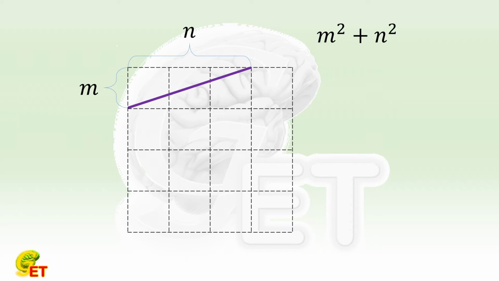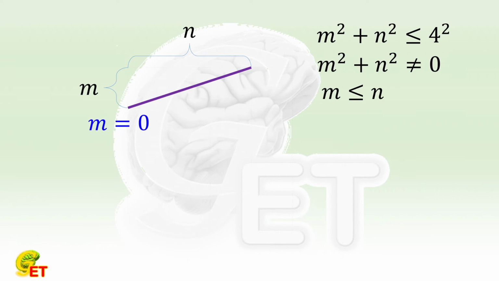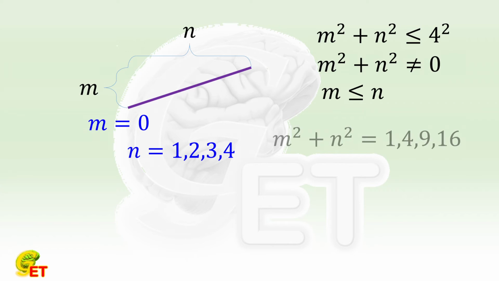And this area cannot be larger than the area of the entire figure. In addition, m and n cannot be both 0 at the same time. Exchanging m and n doesn't make an essential difference, so we just need to find the solutions in the case where m is not bigger than n. When m is equal to 0, n can be equal to 1, 2, 3, 4, and the areas are 1, 4, 9, and 16 respectively.